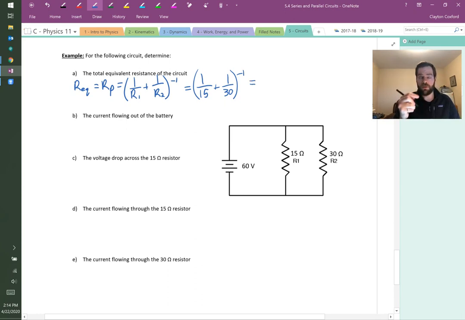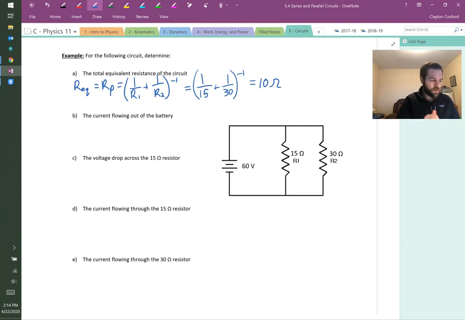1 over 15 plus 1 over 30, if you figure that out, ends up being 3 over 30. Flipping that, 30 over 3 will give us 10 ohms. So the equivalent resistance of a 15 ohm and a 30 ohm resistor is 10 ohms, less than either of those two resistors.